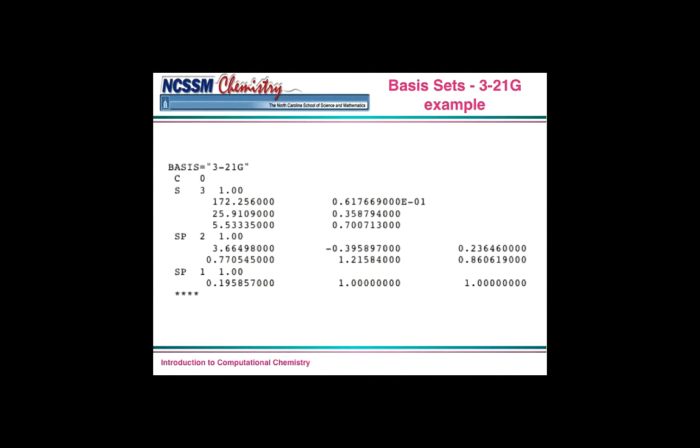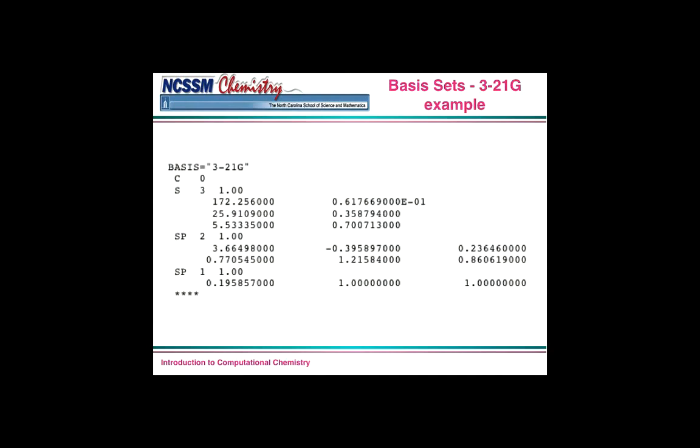Underneath there, where you see SP, 2, and 1, you're looking at the numbers 3.664 and 0.770. What you're seeing there is the 3.66 is the zeta 1 value, the 0.77 is the zeta 2 value. The minus 0.395 is your contraction coefficient for the zeta 1, the 1.21 is the contraction coefficient for the 0.77, and then the 0.23 and the 0.86 are your D values for the double zeta.